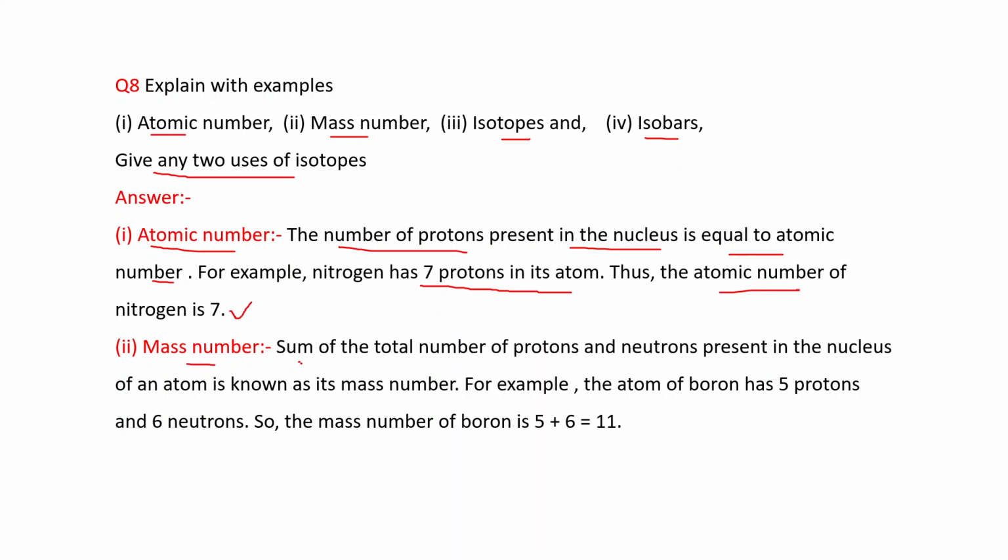Mass number. The sum of the total number of protons and neutrons present in the nucleus of an atom is known as its mass number. For example, the atom of boron has 5 protons and 6 neutrons. So, the mass number of boron is 5 plus 6, which is equal to 11.